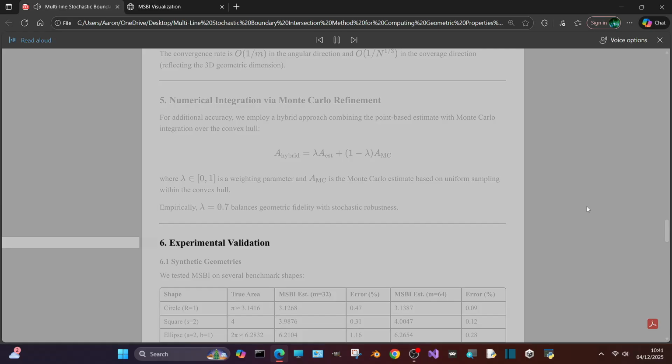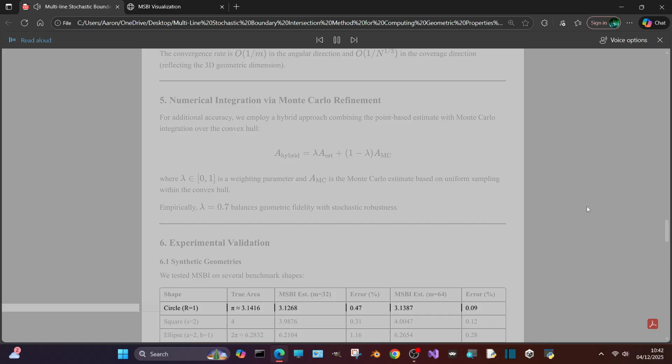6. Experimental validation. 6.1 Synthetic geometries. We tested MSBI on several benchmark shapes. Columns: shape, true area, MSBI estimate with M equals 32, error percent, MSBI estimate with M equals 64, error percent.